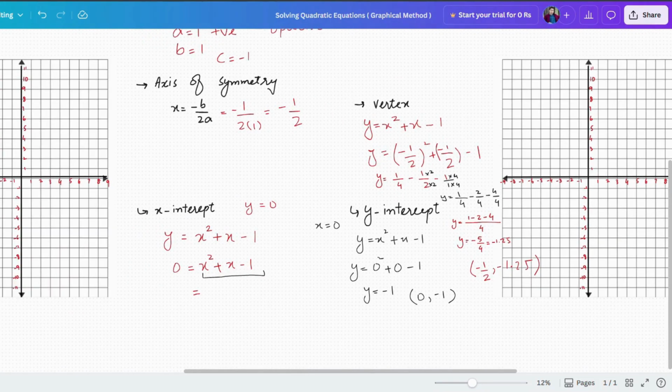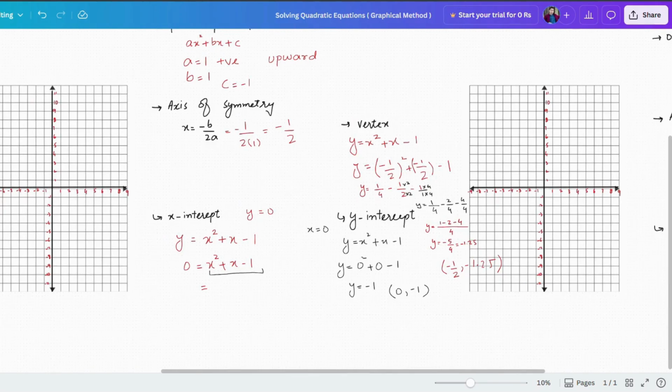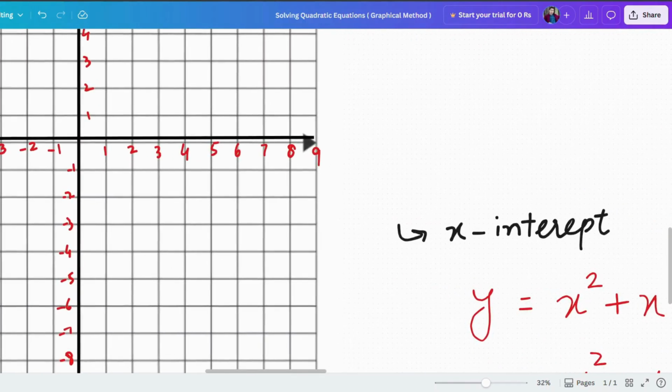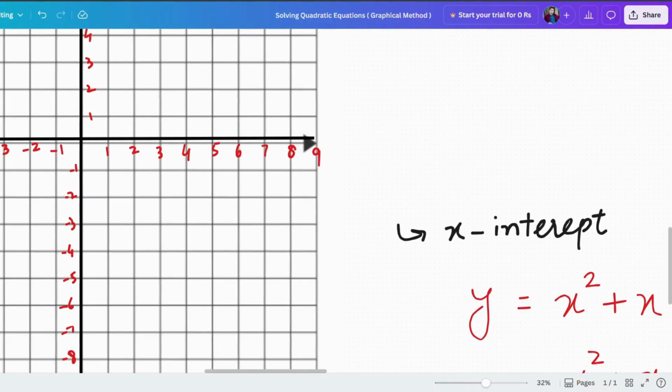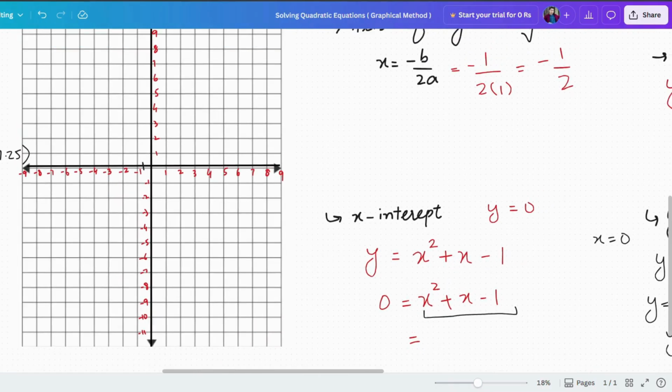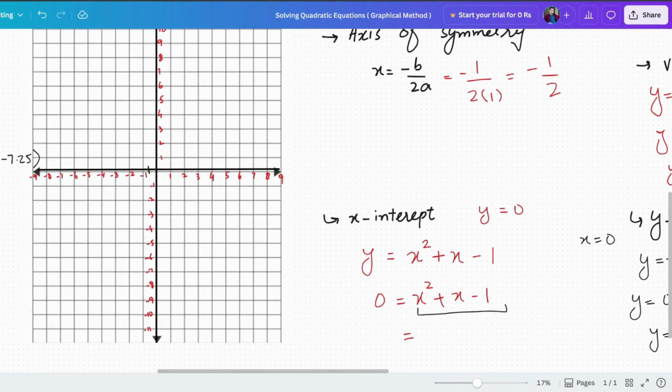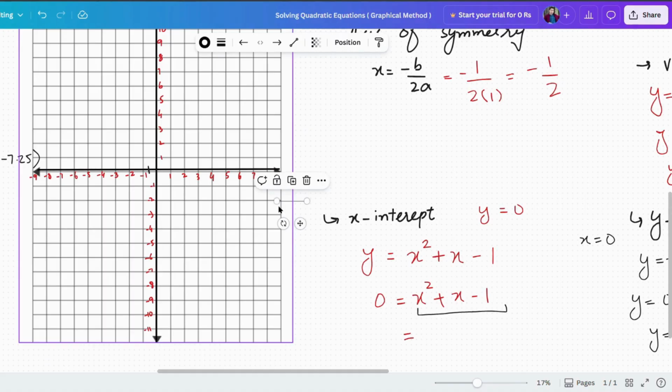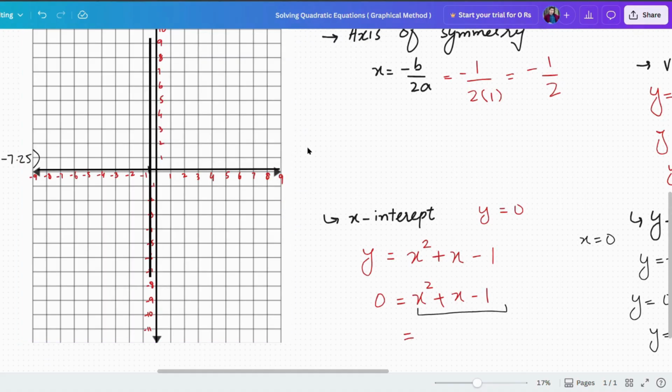So now I'm going to put my values in it. What was the value of the axis of symmetry, which is negative 1 over 2, right? So 1 divided by 2 is 0.5. So negative 0.5 was the axis of symmetry. So it should be somewhere at this place, right? So now I'm going to mention my axis of symmetry over here. This is somewhere it should be, because we are just sketching it.